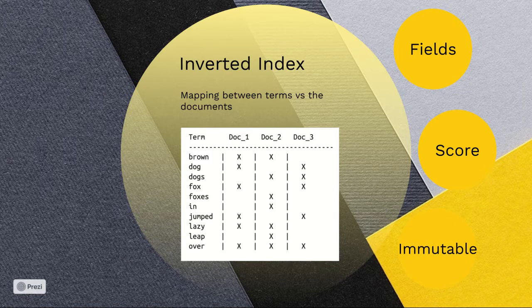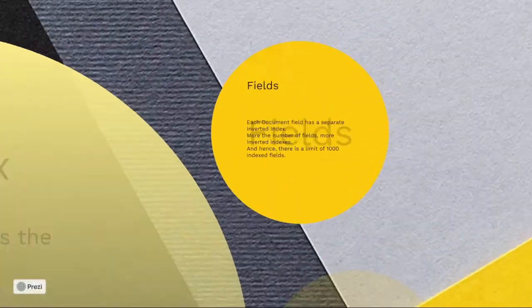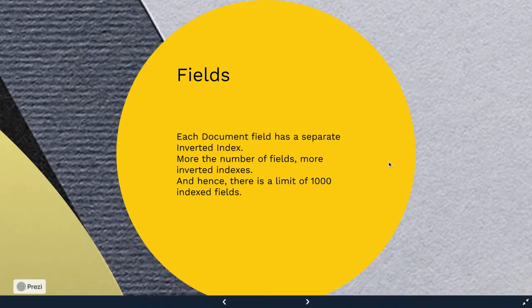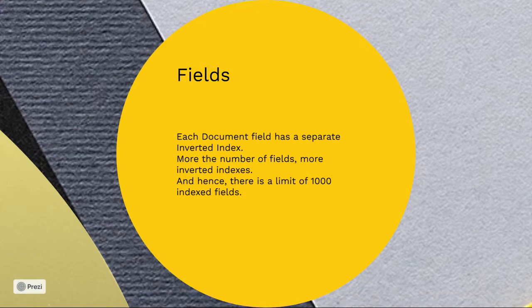Now, once the basics are done, let's deep dive into the much more interesting parts. A document is mostly a JSON structure containing many fields. Each JSON field has a separate inverted index data structure. So, the more the number of fields, the more the number of inverted indexes present in your system. And yes, you guessed it right. That's why there is a limit of 1000 index fields.